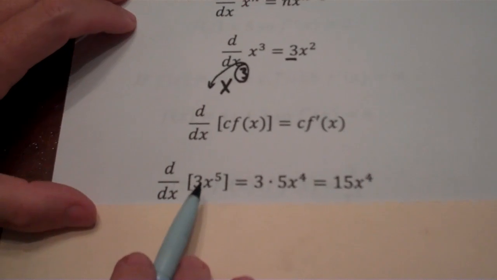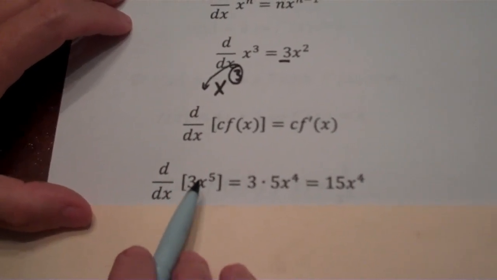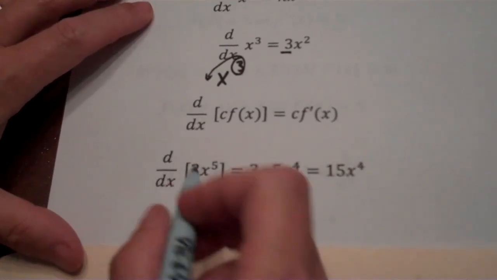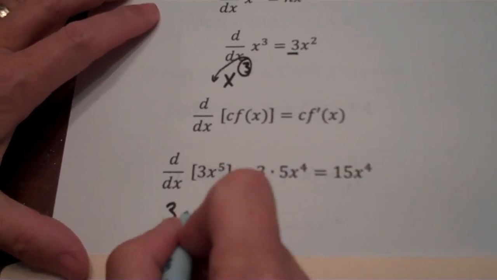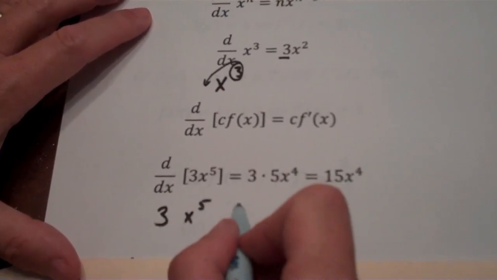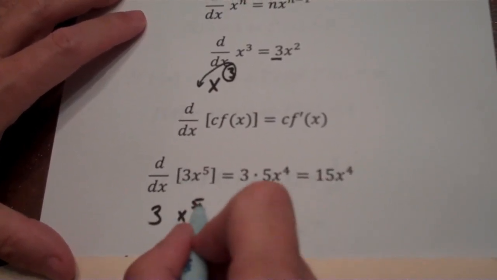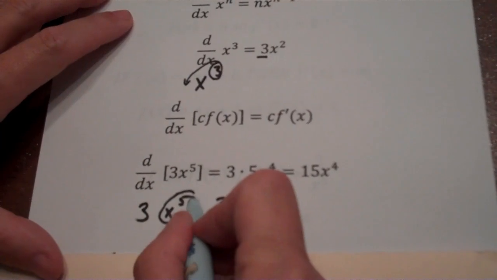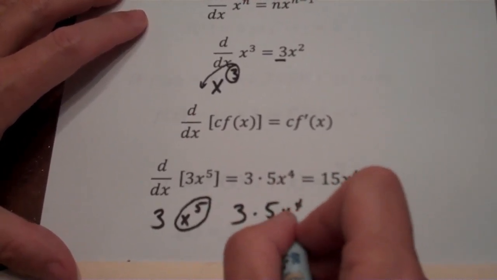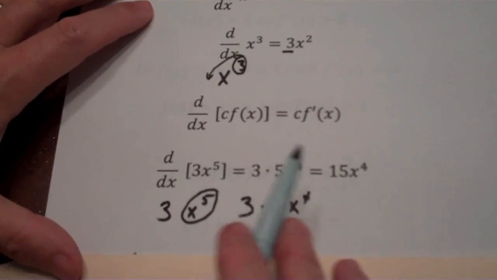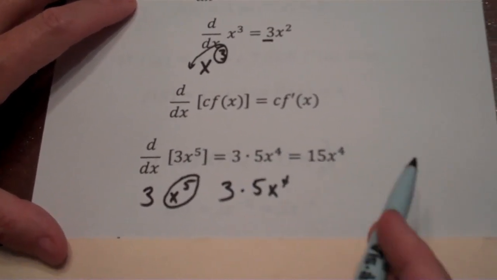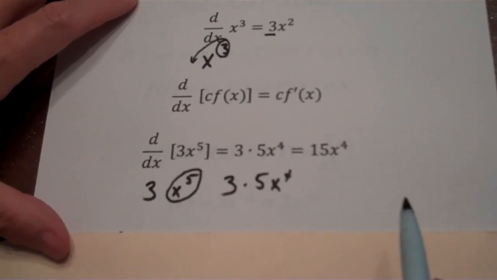Let's say that you have the derivative of 3x to the 5th. What I want you to do is sort of separate that 3 out. Literally look at it like it's this. I have 3x to the 5th. I just take that 3, set it off to the side for a minute, and then take the derivative of just the x to the 5th, which would leave me 5x to the 4th. Then at that point, I merely have to take my 3 times my 5x to the 4th, and I have 15x to the 4th. So it's pretty simple.